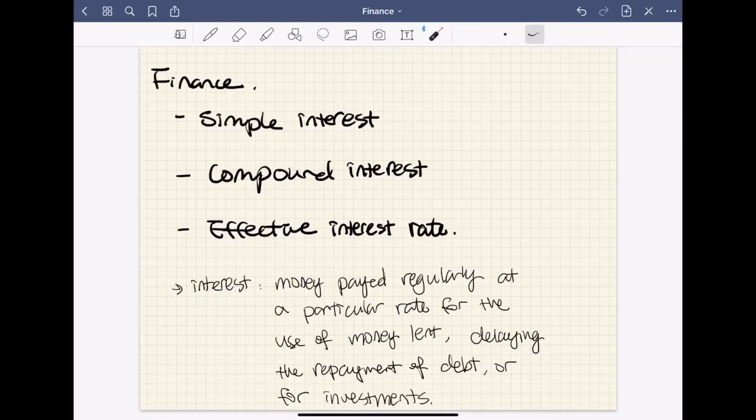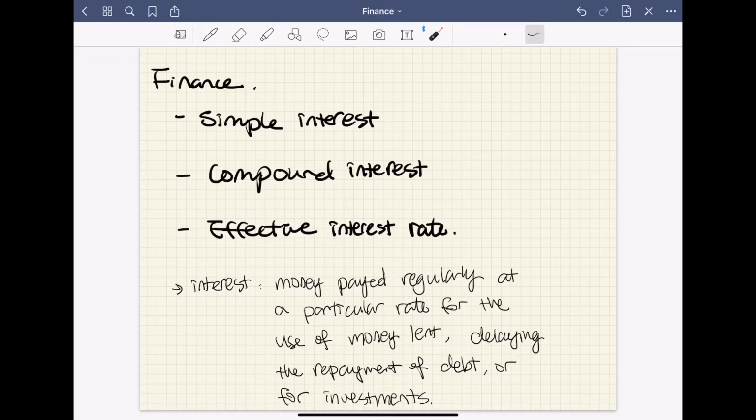Interest is the money paid regularly at a particular rate for the use of money lent. So, for example, if you have a mortgage or a loan on a car, then you need to pay the interest for borrowing that money from the bank. The next one is delaying the repayment of debts. That could be if you didn't pay up your credit card before the due date. If that happens, then the part that you didn't pay will be charged at a very high interest rate.